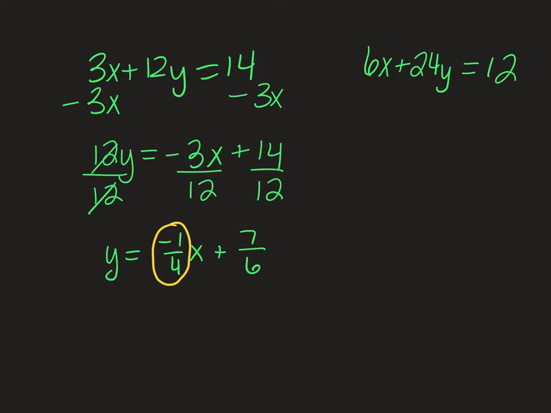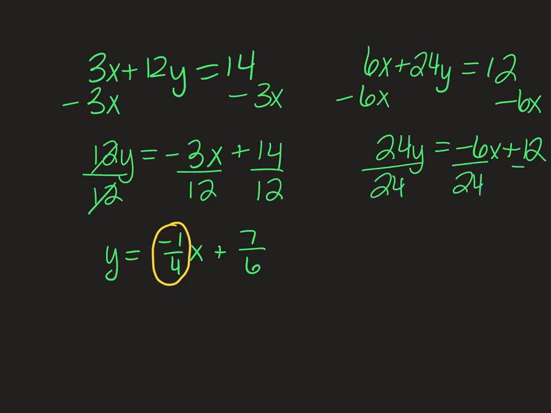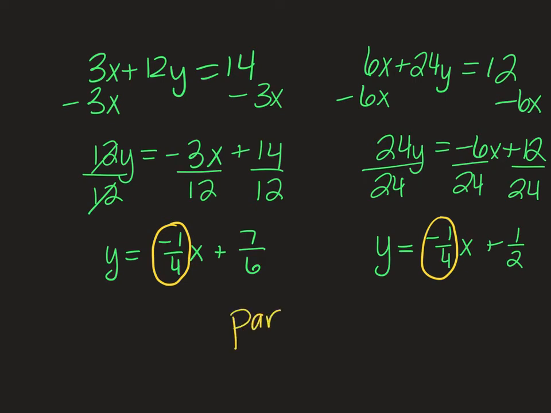Alright, then we're just going to take our second equation and solve it for y. So we're going to subtract the 6x. So we get 24y equals negative 6x plus 12. And then we're going to divide everything by 24. So we're going to get y equals negative 1/4 x plus 1/2. So the slope of this line is also negative 1/4. Since they have the same slope, we know that these lines are parallel.